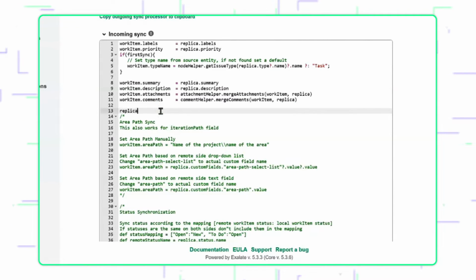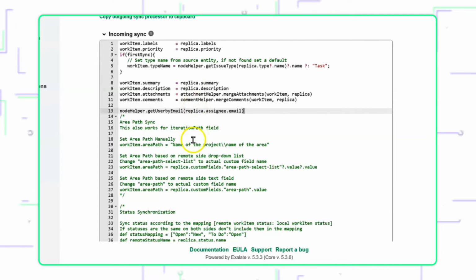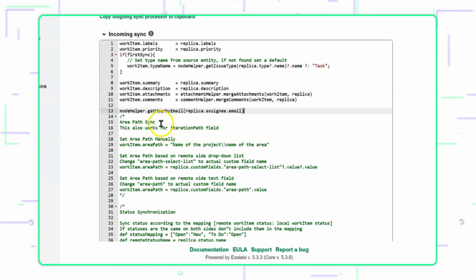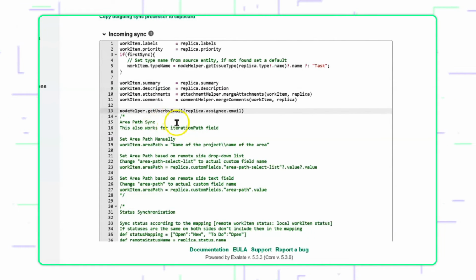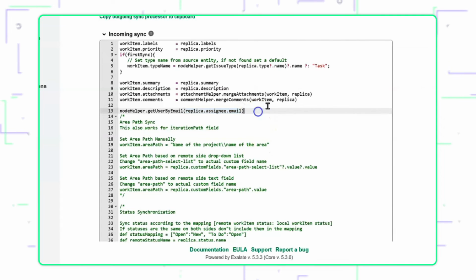What I will do is I will pick the assignee from the Jira side, and I will access the email address of that assignee. Now that I've got the email address, I'm going to use the node helper object and the method getUserByEmail to find the user on the local system. The node helper is an object that is available within the scripts, and it has several methods to be used. Right now, I'm using getUserByEmail, and it means that I'm searching the local Azure system for users that match this email address, the email address that's arriving from the other side.